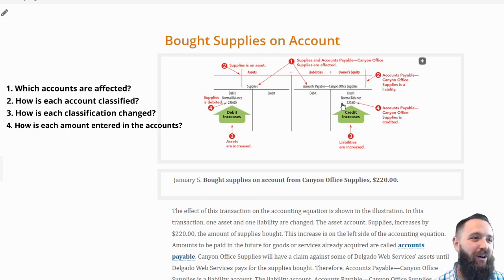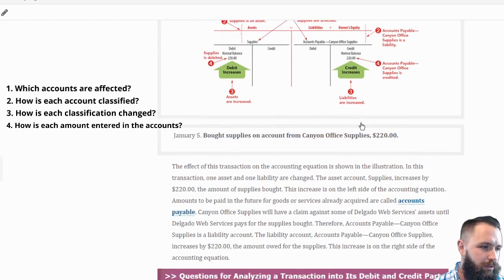So supplies are going to go up, and then accounts payable actually has to go up too. So how do we increase a liability? Well, liability is on the right-hand side of the accounting equation, so it must be increased on the credit side, so we credit this account.